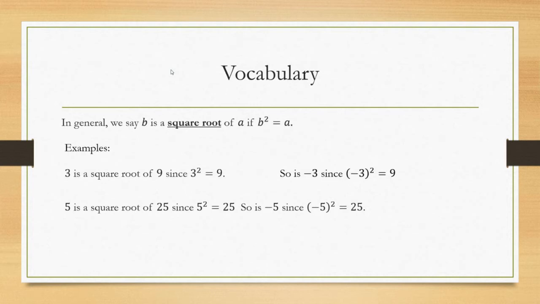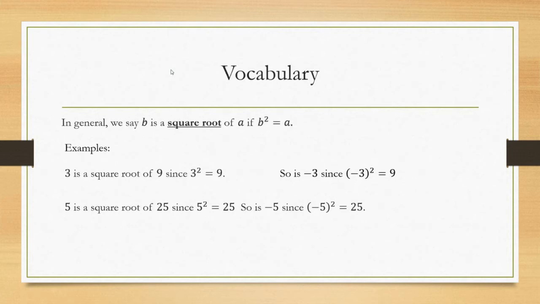By definition, we say that the number b is a square root of a if b squared equals a. Again, that's just a definition of what it is. I gave some examples here. For instance, 3 is a square root of 9, right? Because 3 squared equals 9.